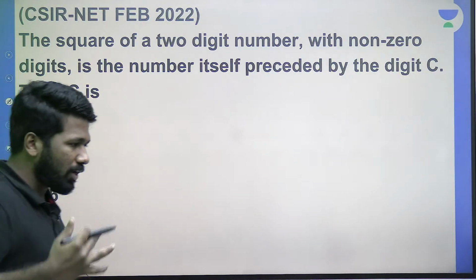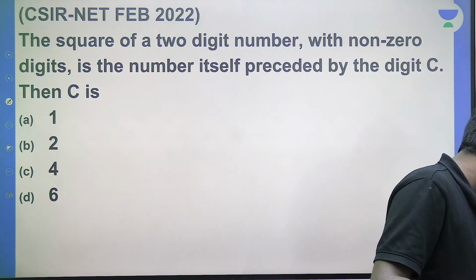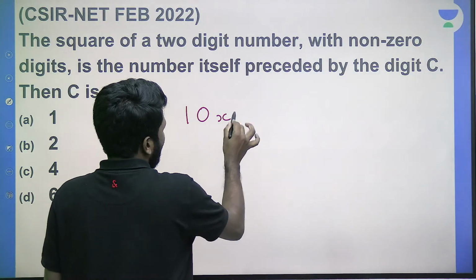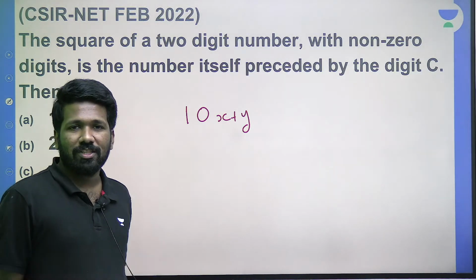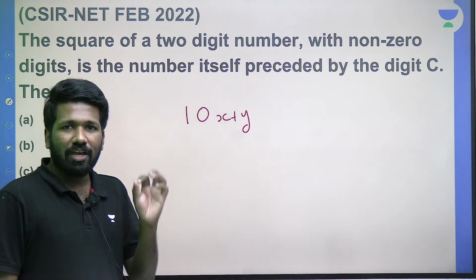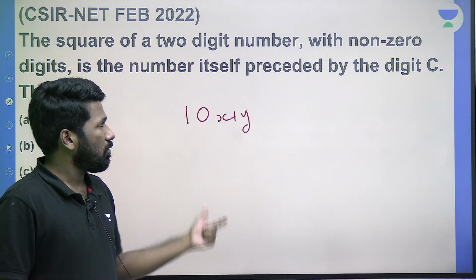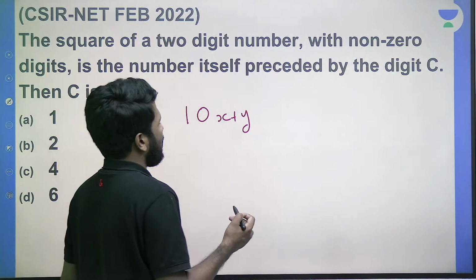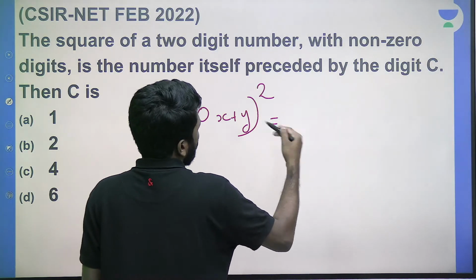If you are not getting that 25 square is 625, then for those people I will explain how to do this question. You can take the 2-digit number as 10x plus y. In school days also you have done this. A 2-digit number can be written as 10x plus y. A 3-digit number can be written as 100x plus 10y plus z. For example, 38 can be written as 10 into 3 plus 8, with unit place, tens place, etc. So these two non-zero digits are x and y, so the number is 10x plus y. Its square, the square of 10x plus y, is c into 10x plus y.